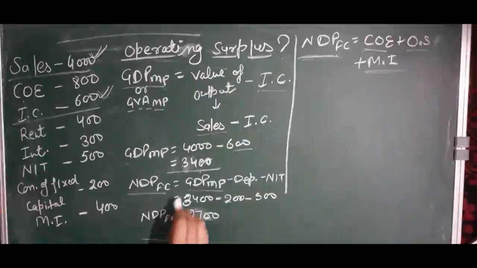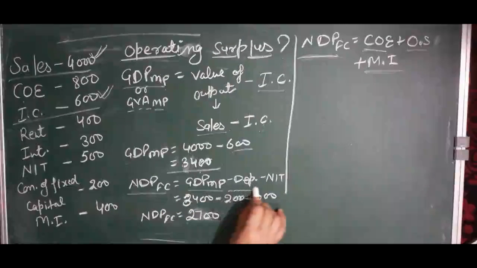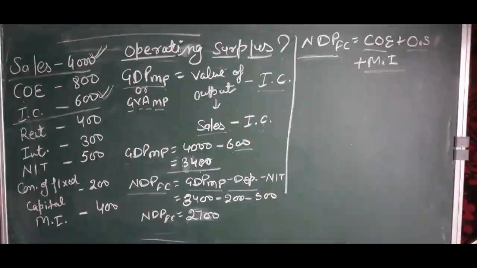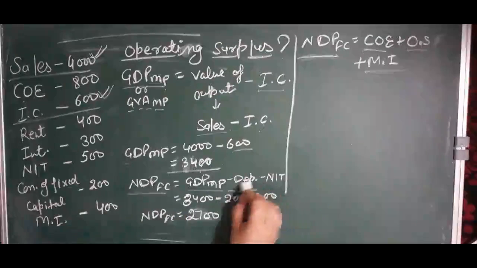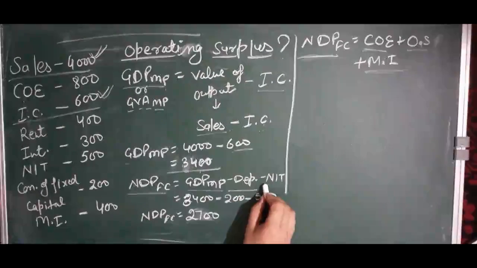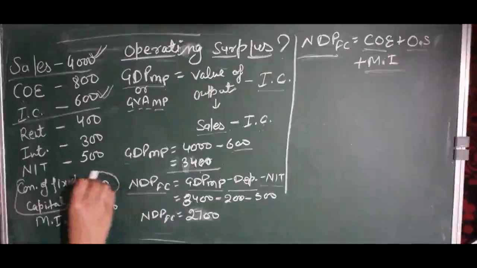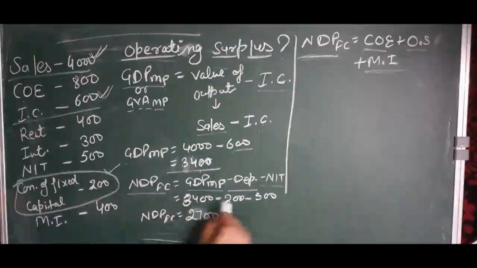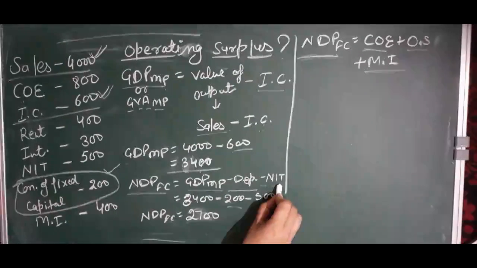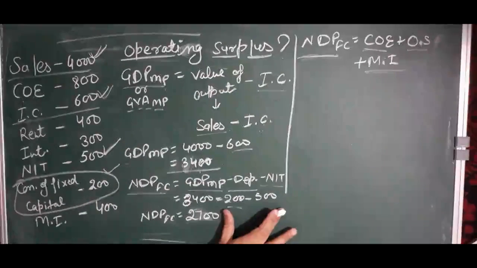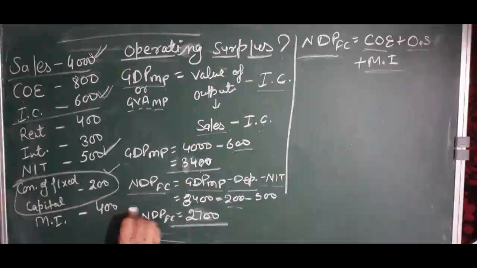Now we have to calculate NDP at FC, and we have calculated GDP at MP. What adjustment do we need? Gross to net, so we will subtract the depreciation. Domestic to domestic, no adjustment needed. Market price to factor cost, we have to subtract the net indirect tax. GDP at MP is 3,400. Depreciation is given in this question as consumption of fixed capital, which means depreciation. It's 200. And net indirect tax is given directly. It's 500. So 3,400 minus 200 minus 500, we get 2,700 NDP at FC.